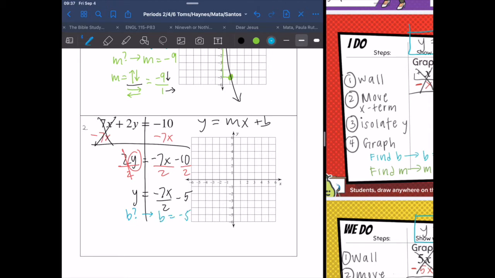Well, b is equal to -5. Therefore, I begin at 0, -5, which is down here. That's my y-intercept right there. And now I look at my slope.